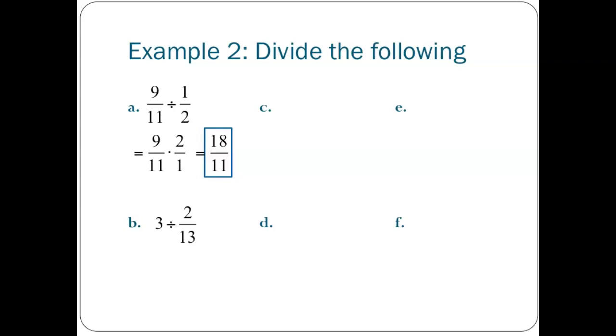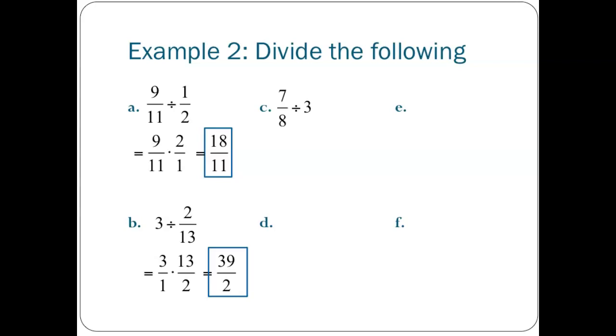All right, our next problem, we have 3 divided by 2/13. So again, we're going to keep, change, and flip. So that first one, I'm going to actually write it as a fraction, so 3 over 1. And then I'm going to multiply by 13 over 2. And now I'm going to multiply the numerators and then multiply the denominators. So 3 times 13 is 39, and 1 times 2 is 2. And we cannot simplify that any further, so 39 over 2 is going to be our answer here.